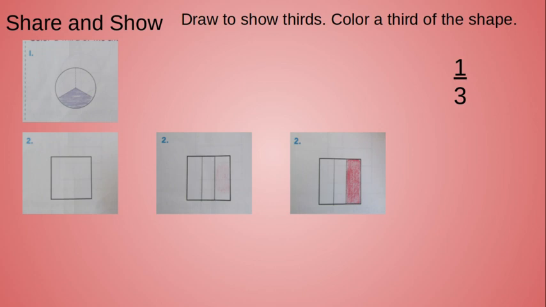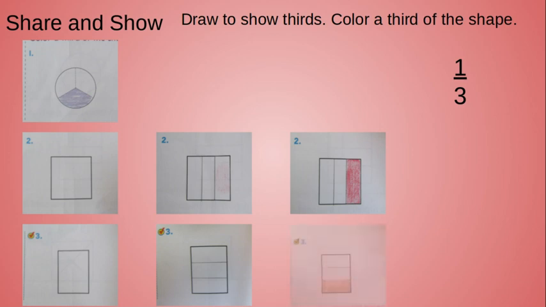All right, let's try the next one. This time we have a rectangle. Right now that is a whole rectangle. Now we need to show thirds. So again, with my pencil, I'm going to go ahead and draw my lines to show thirds. Check yours over. Make sure they look like 3 equal parts. I know it's hard to be exact, but make sure that they look similar or about the same. And then go ahead and shade in 1/3, or 1 of the 3 equal parts.